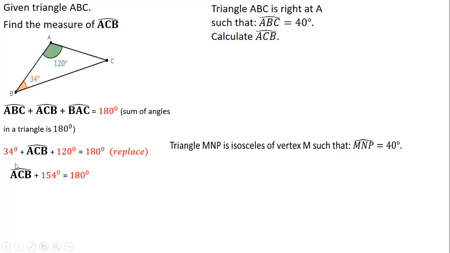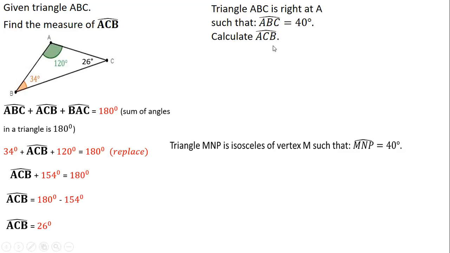Now to get the measure of angle ACB, I write angle ACB is always equal to 180 degrees minus the one I have on the first side, minus 154 degrees. So angle ACB is equal to 26 degrees. Now inside the drawing, I write it is 26 degrees. This is a second example.